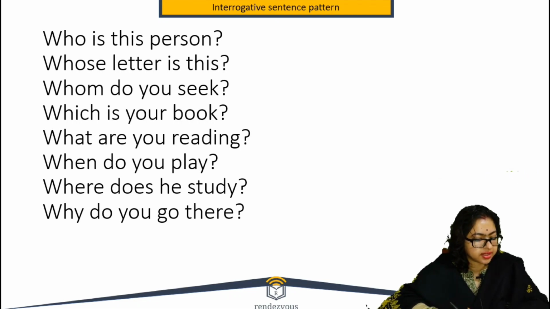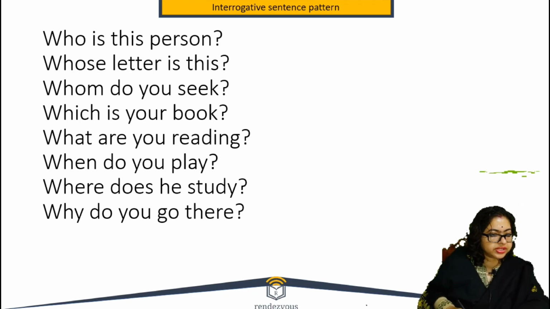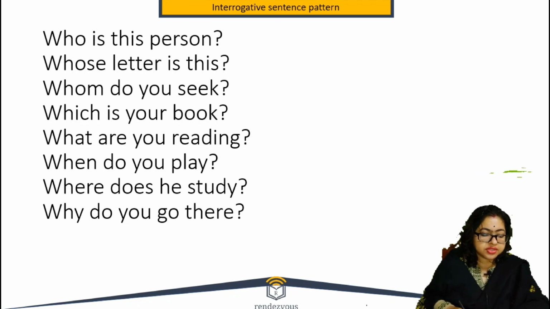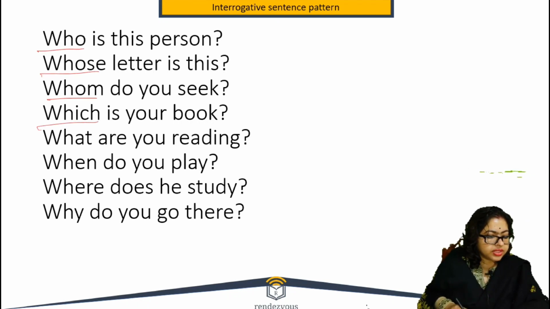Whom do you seek? Which is your book? What are you reading? When do you play? Where does he study? Why do you go there? Now, if you notice, you will see that these kinds of interrogative sentences which have WH words, the WH words are placed before everything else. These sentences start with WH words.